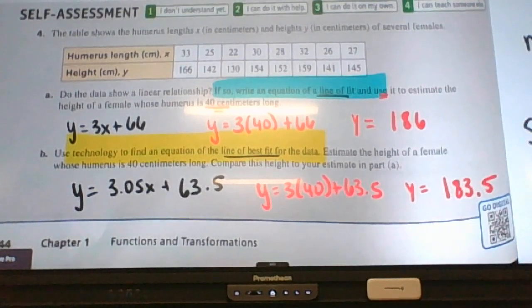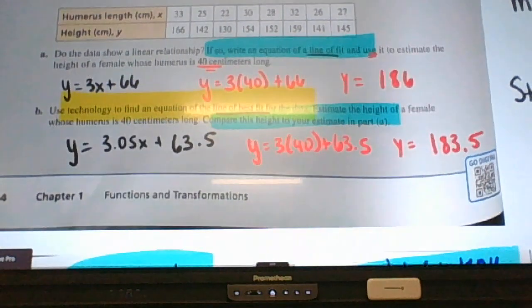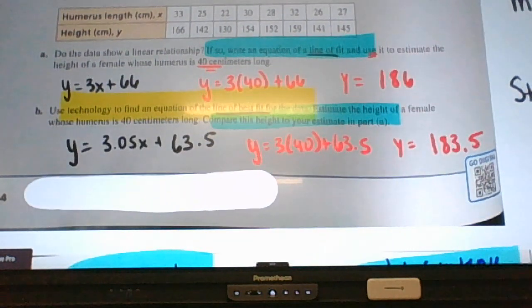Let's answer our complete sentence. It says compare this to your estimate in part A.